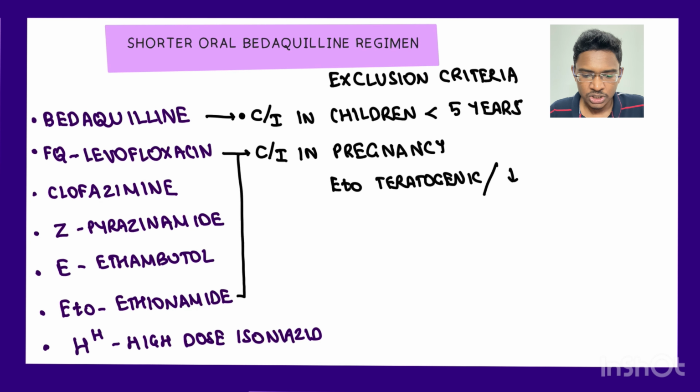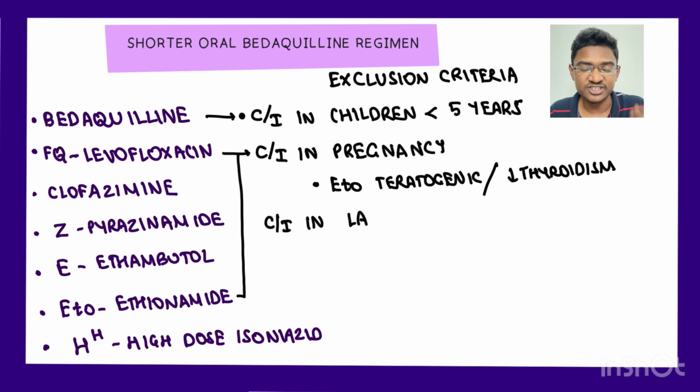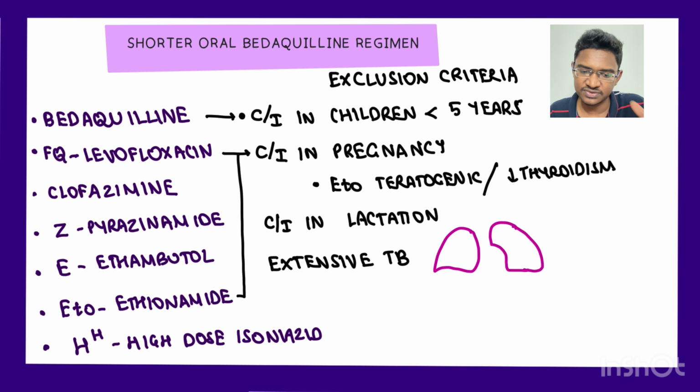And also, you know that ethionamide and fluoroquinolones are contraindicated in pregnancy. Ethionamide is teratogenic in the first trimester and it causes hypothyroidism if you give the drug in the second trimester. You can't give ethionamide till 32 weeks of pregnancy. Okay, so you can't give this regimen in pregnancy. Next contraindication is lactation, obviously.